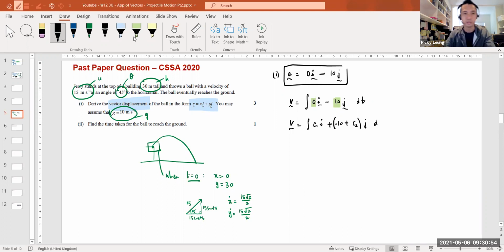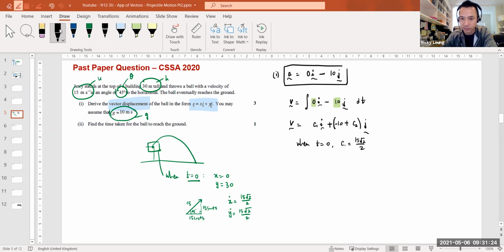Just keeping in mind that what I'm really integrating is this bit. The i and j are just there for decoration. So when I integrate this, integrating 0 gets me constant 1, plus bracket minus 10t plus constant 2, j. I integrated it, so the d's are gone now. So that's what I get. I know that when t equals 0, in this case this is like x dot, then c1 equals 15 root 2 on 2. So I'm going to sub that into there.